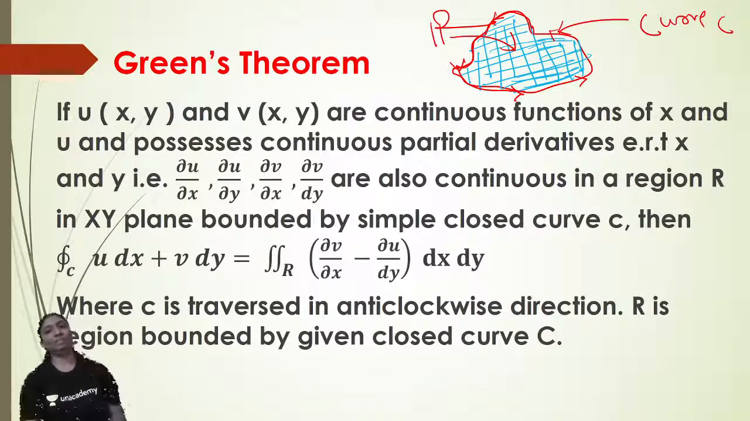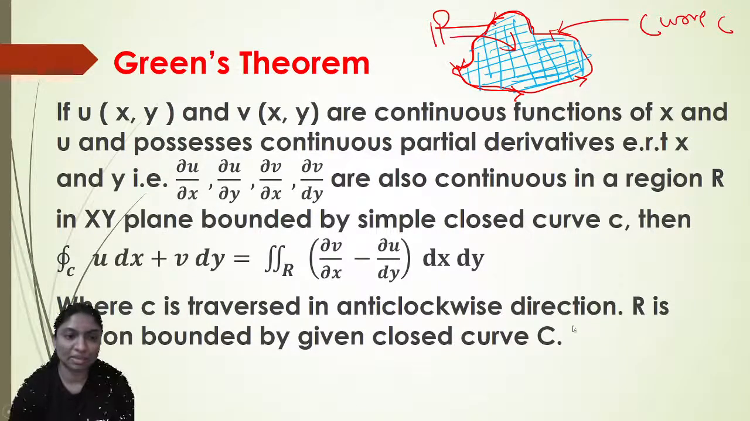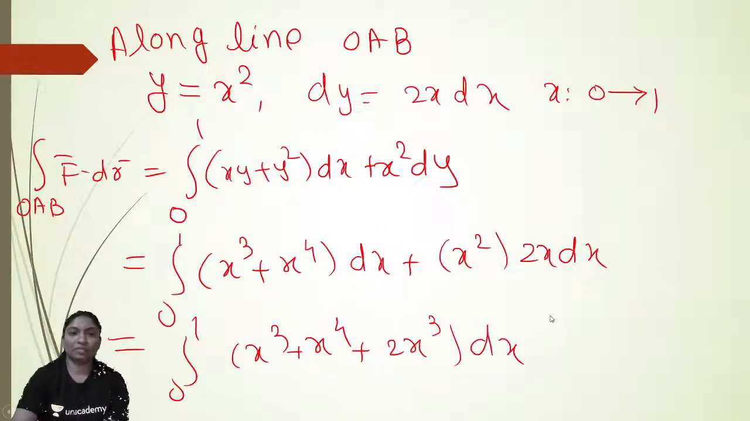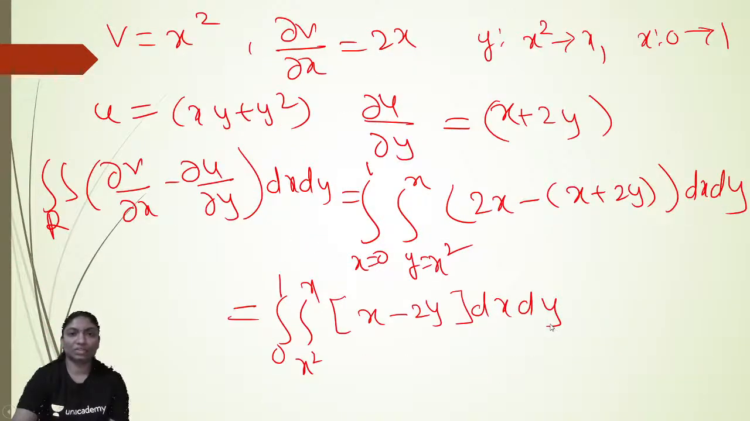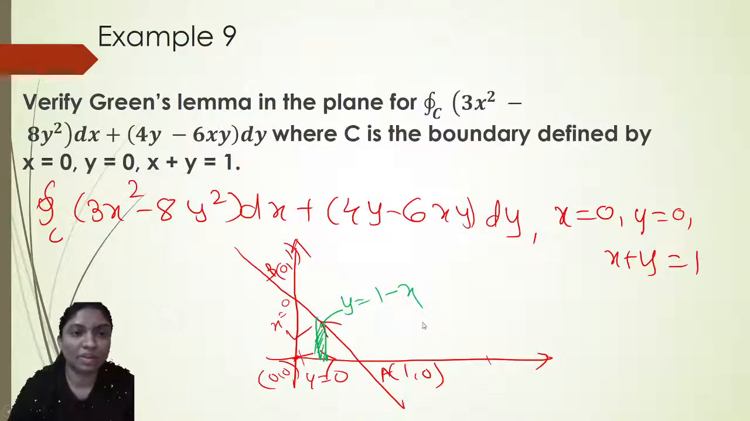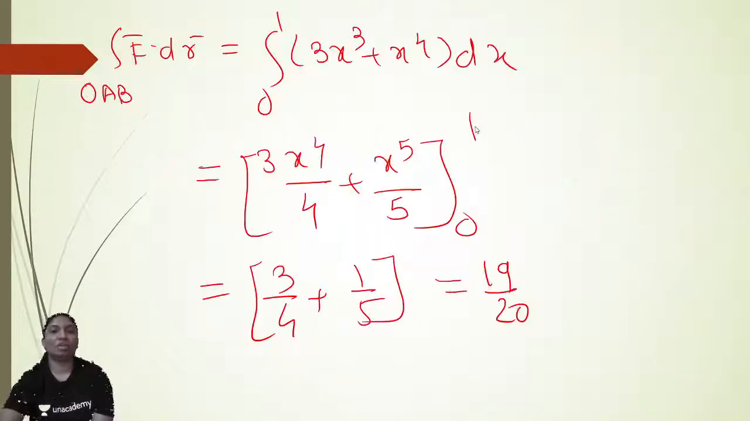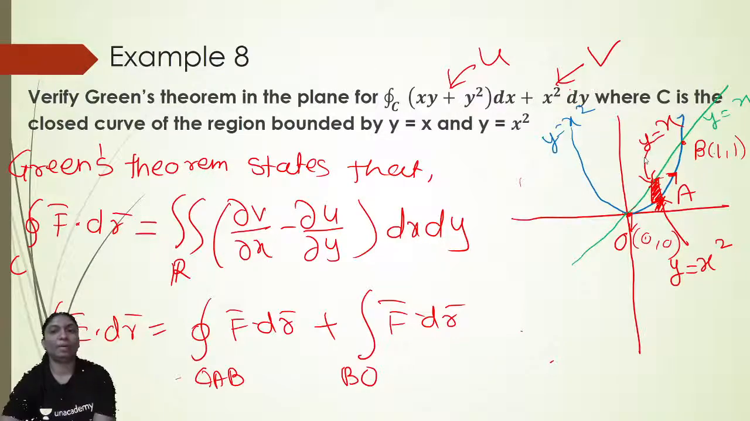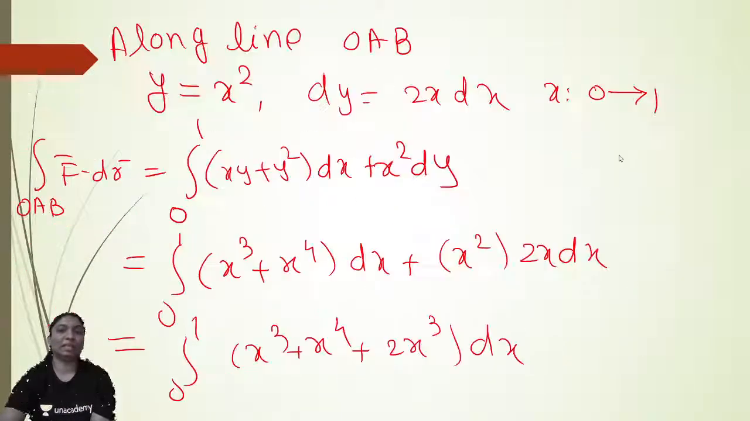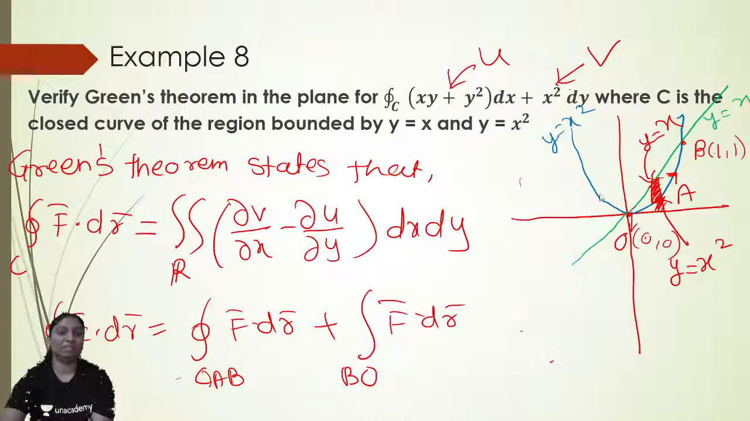What do you mean by Green's theorem? The line integral is same as the double integral over the region bounded by that closed curve C. So we evaluated as it is here the line integral with the region, when the curve C is traversed in anti-clockwise direction. Verify the Green's lemma in the plane surface. Two different curves are given. In the first, it is the closed region bounded by the parabola and the line. The second example we have seen, and how to find out the integral limits. That is a very important part here, how to find out the line integral.